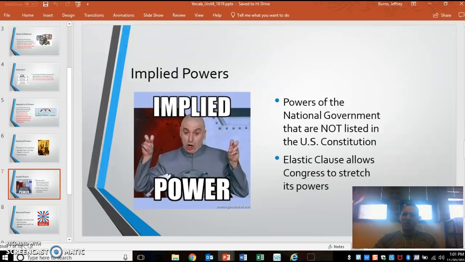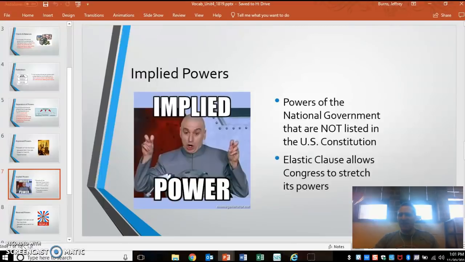These are also powers that are given to the national government, but they're not necessarily directly stated. They're implied. And a lot of these are going to come about because of things that happen in the future, new technologies or new improvements that are made, things that the Founding Fathers would have never thought of. But they knew that our government had to stretch and our government had to change. It was a living, breathing document. So they knew that in the future that things would be different.